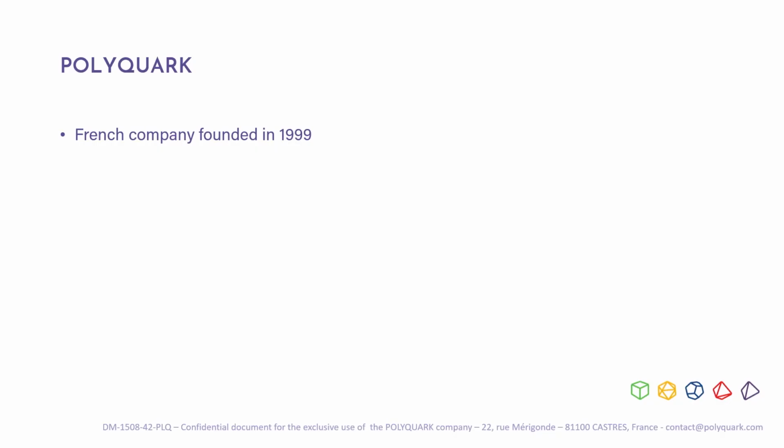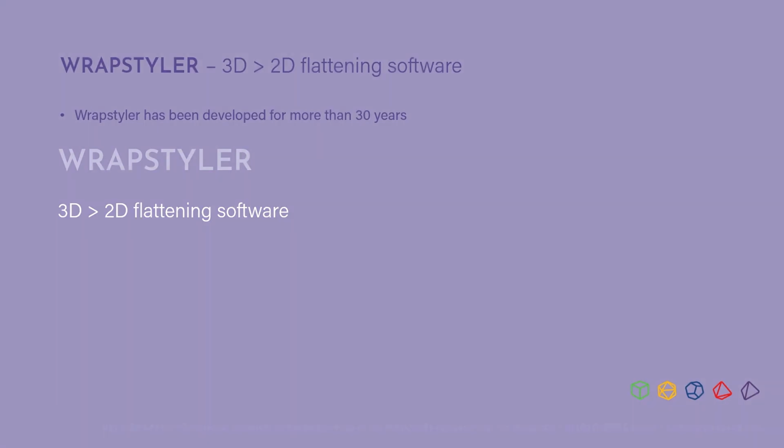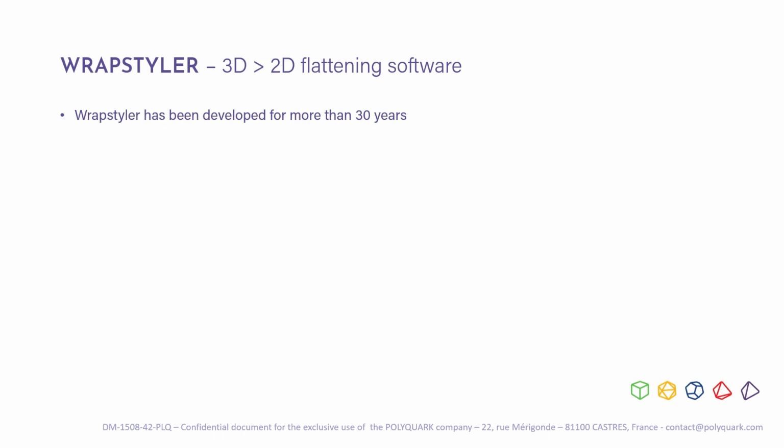Polyquark is a French company, founded in 1999, and its main activity is to develop WrapStyler, which is a 3D to 2D flattening software. Development of WrapStyler began in the early 90s, even before Polyquark was founded, and it has been in development for 30 years now, and we are still in a continuous process of research and development. New versions of the software are released twice a year at least, with corrections, improvements, and new features. A lot of these features are implemented following requests by our users.